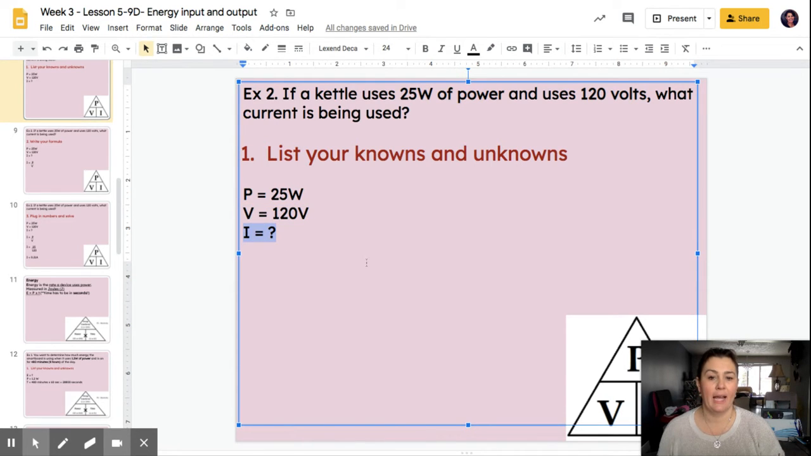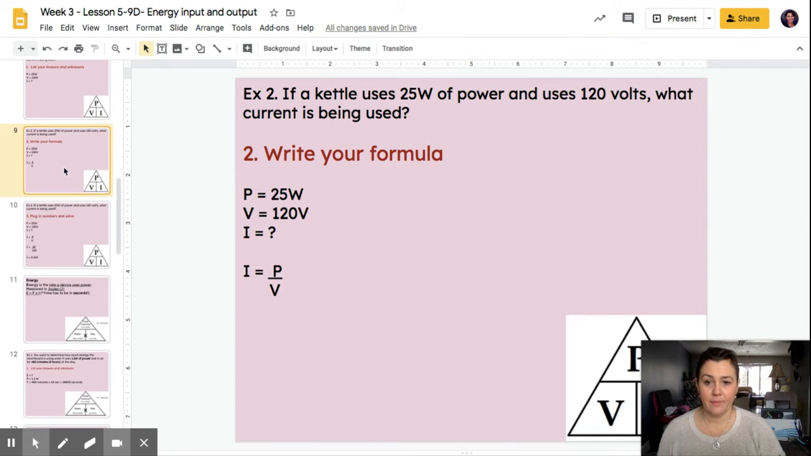Current is I. So this is really the most important step, because if you make an error here, you're never going to solve it correctly. So make sure you write down what you already know and what you don't know. And now we're going to substitute in. So we need to get our formula. Now, instead of it being P equals V times I, we have to change the formula. So it's I equals P divided by V.